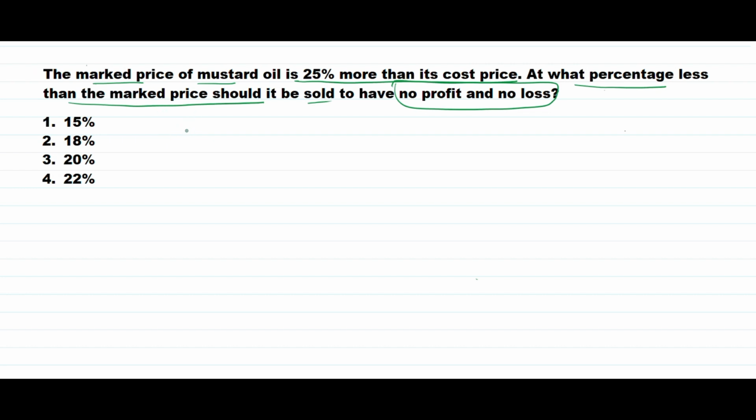Okay, now first see the formula. Effective change is equal to a plus b plus a into b by 100. So here, what is the effective change? Here there should be no profit and no loss, so the effective change is nothing but zero. Let's take 25% more, so a is plus 25, and they said at what percentage less, so b is taken as minus x. So if we substitute these values, effective change is 0, a is plus 25 and b is minus x, so minus 25x by 100.